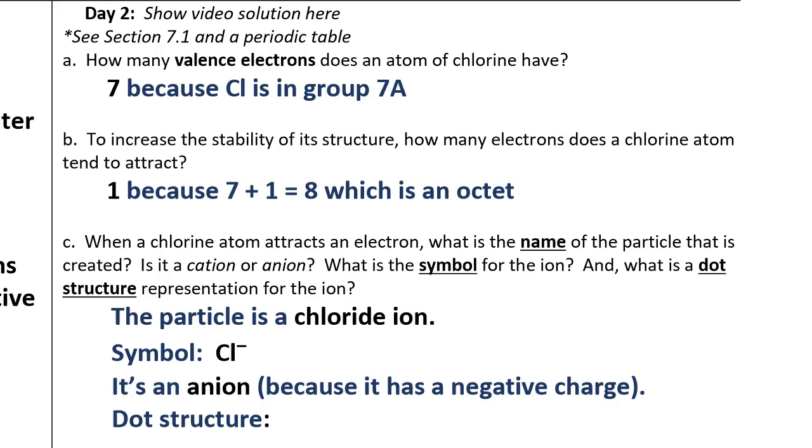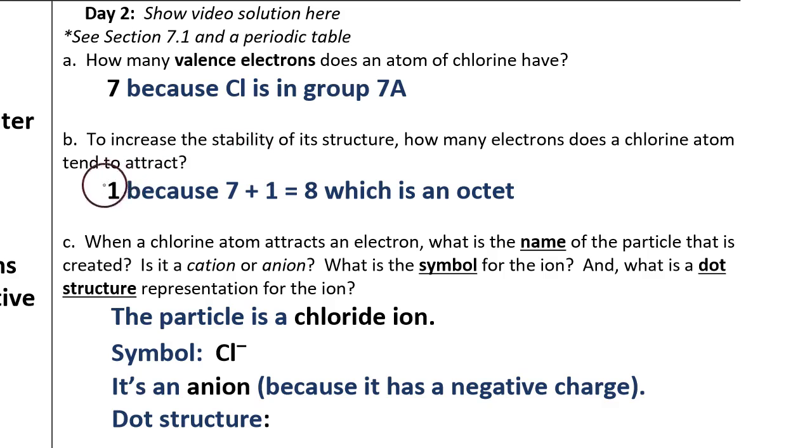Here is the answer for the Day 2 bell work. Question A. How many valence electrons does an atom of chlorine have? Chlorine has 7 valence electrons because when you look up chlorine on the periodic table, you'll see it's in group 7A. Question B. To increase the stability of its structure, how many electrons does a chlorine atom tend to attract?